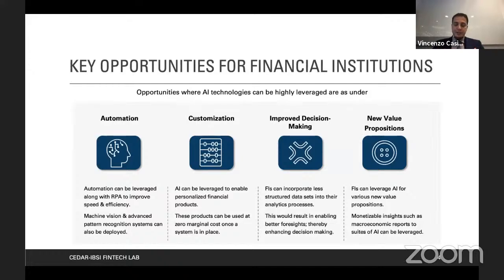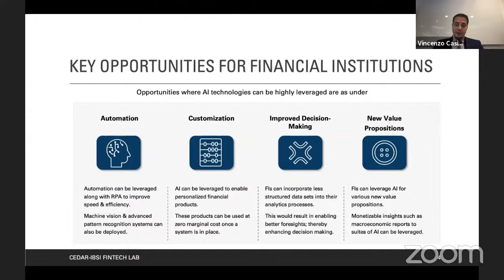When we talk about customization, it is possible to receive highly customized financial products and services in, for example, wealth management and wholesale banking, which are typically accessible to those able to pay higher fees as it typically requires human intervention. AI can break this paradigm, can break this trade-off, and enables personalized financial products at zero marginal cost once a system is in place. So think about a very easy example, the robo-advisors.